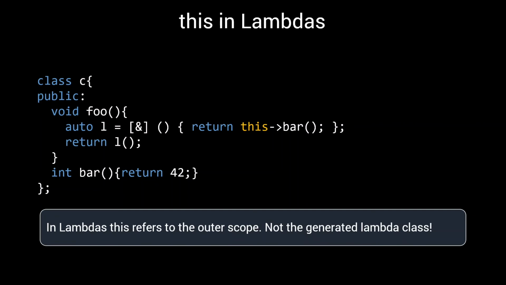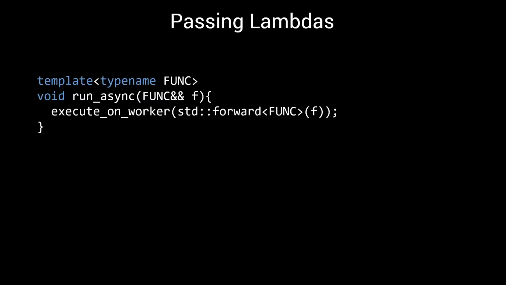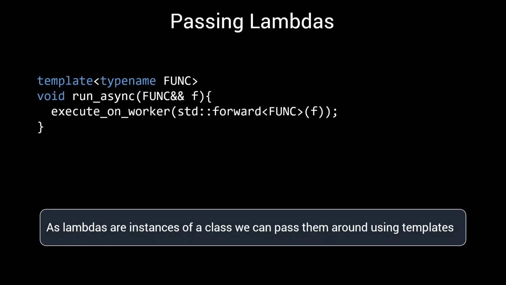Okay, that's all I wanted to tell about creating lambdas. Now let's have a look at how we can pass lambdas around and how to store them. A simple way to create a function that accepts a lambda is to make it a template. As lambdas are simply instances of a class, we can pass them around using templates. Here, the run async function accepts an input f by forwarding reference. An advantage of using a template to specify the type of f is that we can now not just deal with lambdas, but with anything that's callable.